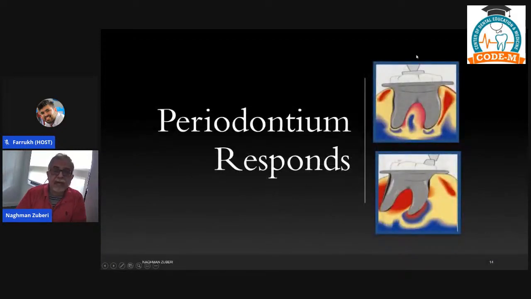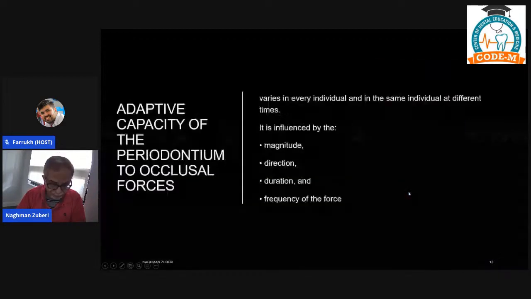So what happens? As I told you, our tooth is designed by nature in such a way that the forces will be dissipated or directed along the long axis of the tooth. But whenever we have off-axial forces, the periodontium will start responding and will become widened. Similarly, the bone is going to be destroyed in this process and the tooth will become mobile in the socket.